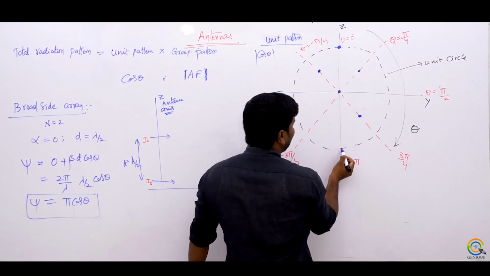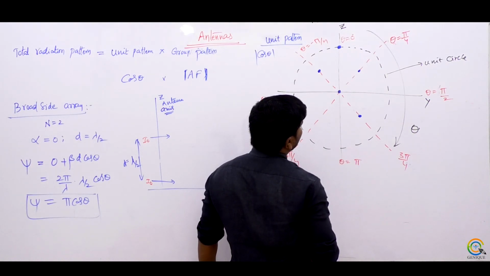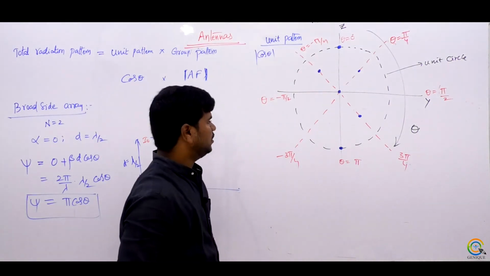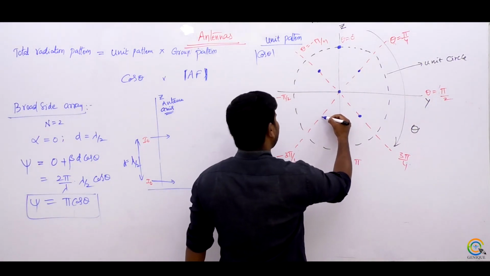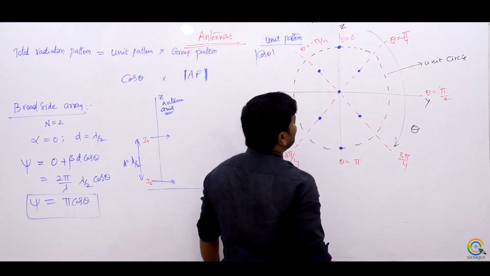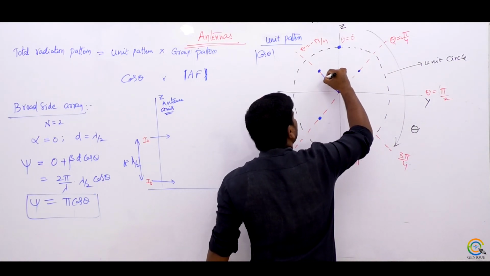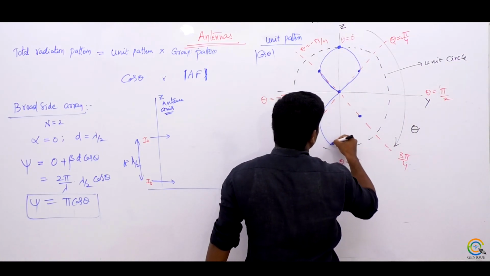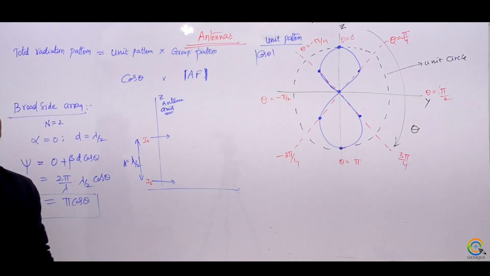At theta equals pi, what is this value? Theta equals pi, it is 1. Cos pi, magnitude, I am taking the magnitude. In this direction, it is 1. So here theta equals minus 3 pi by 4, it is 1. So how can we draw this? The pattern is like this. Here this is the pattern you are getting. So in the figure of 8 we are getting the unit pattern.